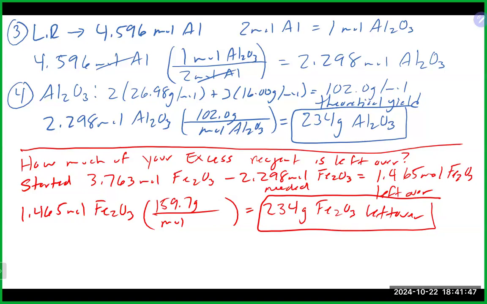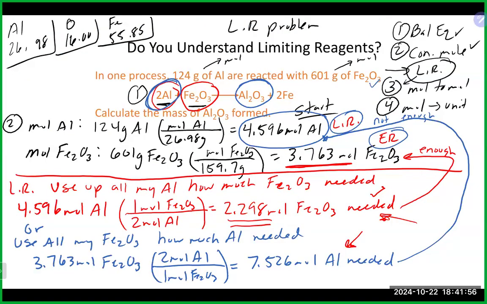A common approach similar to this, probably taught by most people, is you do two separate stoichiometry calculations, one with the 124 grams of aluminum and figure out how many grams of your product you would produce. And then you do a separate calculation with the 601 grams of the iron 3 oxide and figure out how much aluminum oxide it would produce. Whichever one produces the smaller amount is both your limiting reagent and your theoretical yield, which is how a lot of people are taught these days to do these type of problems.